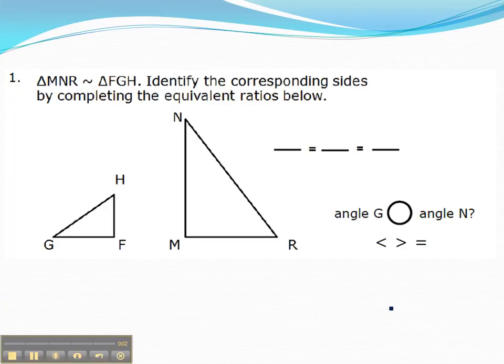These are the videos to help for the review for the test that will be given on Wednesday on similarity.